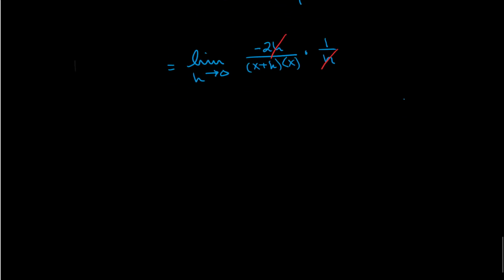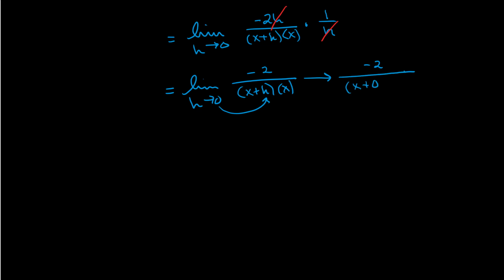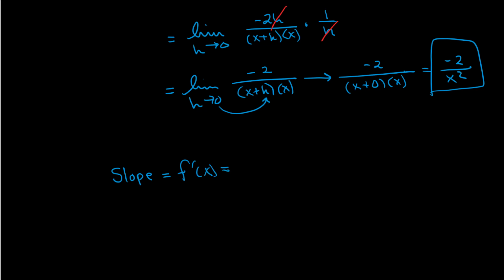When they cancel, I'll move this up a bit, we now have a limit as h goes to 0 of negative 2 over, we have our x plus h times our x. At this point, we can plug the 0 in for h, and it's not going to be a problem. We're going to have the negative 2, then we're going to have x plus 0 times x, which is really going to give us a negative 2 over x squared. This is our derivative. So in this case, our slope, which is going to be our f prime of x, is the formula negative 2 over x squared.